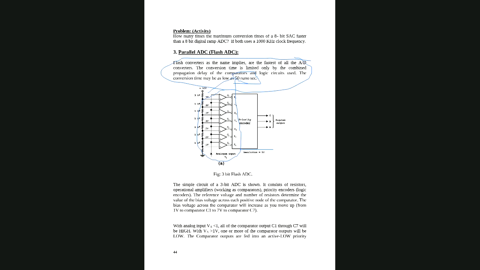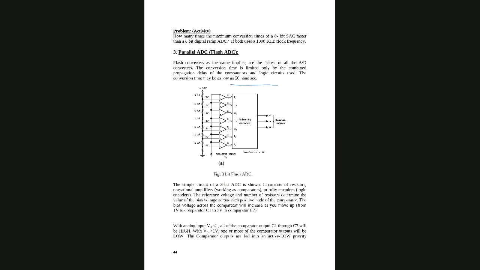Since we have a circuit, there will be a time delay. There is a propagation delay when the signal goes from input to output. We will have an input here and an output here, so it will take some time, because the signal propagates inside the circuit. That is the only delay, otherwise there is no such conversion time. So usually the conversion time is very low. You can see it is up to only 50 nanoseconds, so it is the fastest. Clear, everybody?